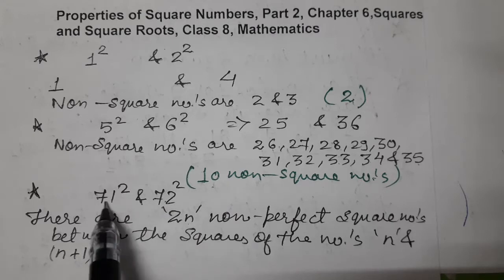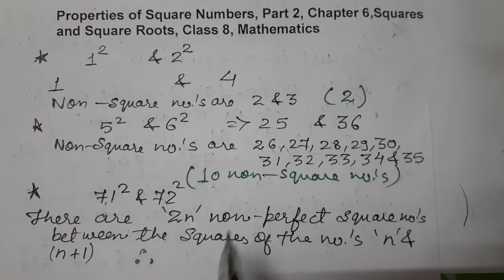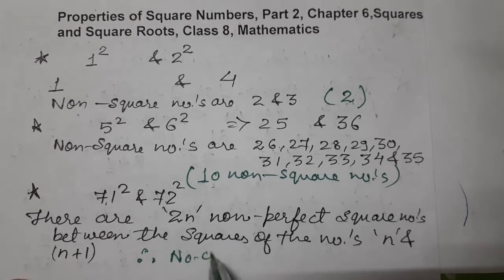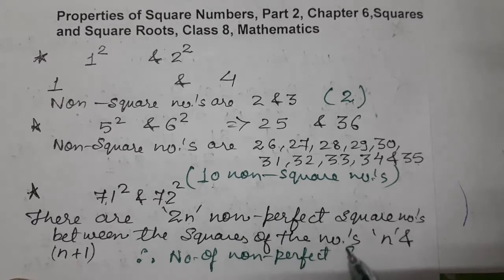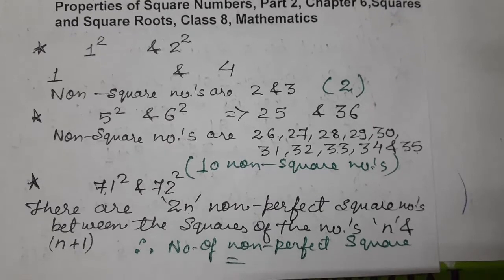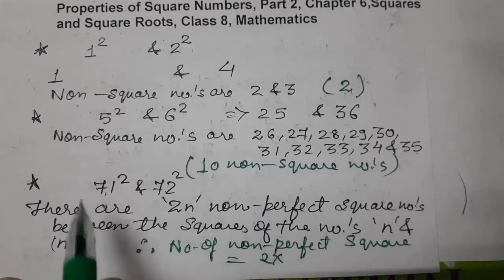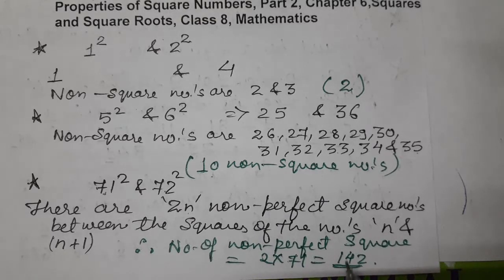Now what is 2n? This is n. What is n for us here? 71 is our n. So how many numbers are there? Non-perfect square numbers. Now with this formula we can find it out. Therefore, number of non-perfect squares, we can find easily. 2n, 2 into n. What is n here? 71. 71 2s are 142. So, there are 142 non-square numbers.